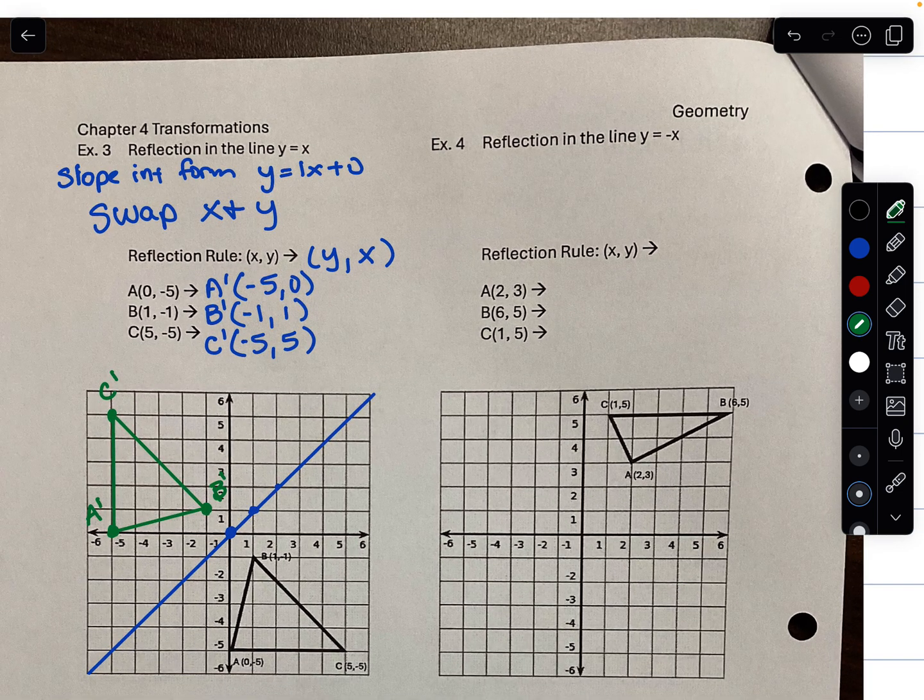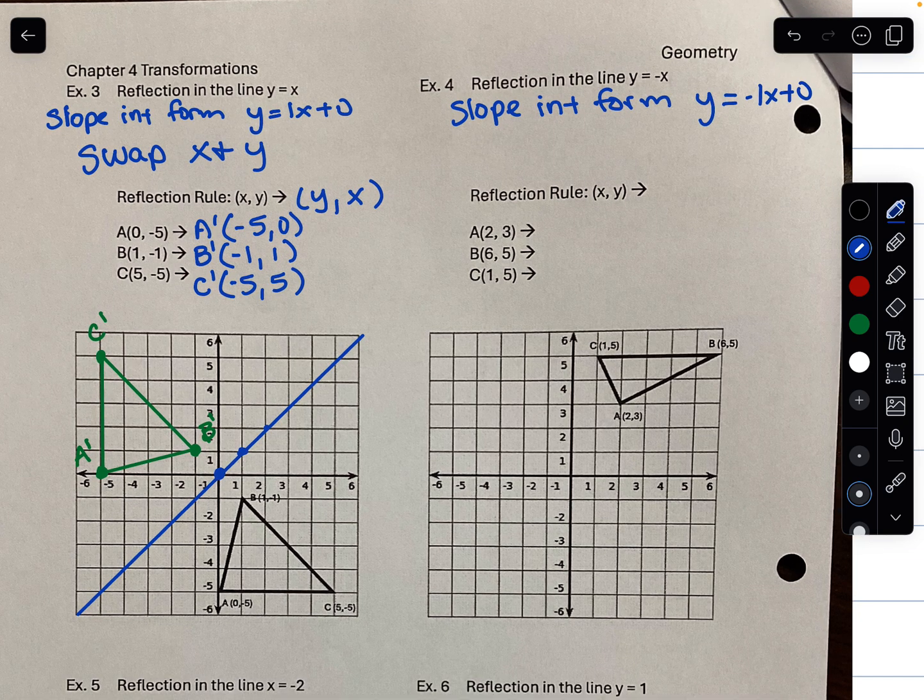All right. Last one we're going to talk about on this type of reflection is the line y equals negative x, which, remember, in slope-intercept form looks like what? Y equals negative 1x plus 0. Good. Essentially, it's really similar to the same line we just drew over here, except it's going the opposite direction, right? Let me turn this for just a second. So it's going to look like this.